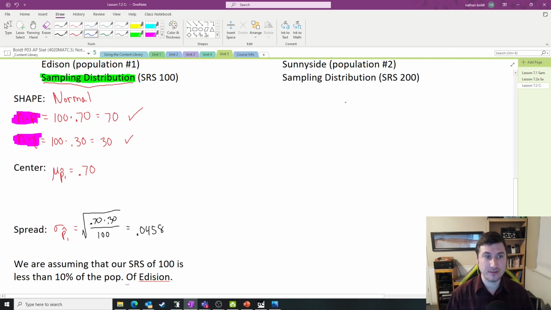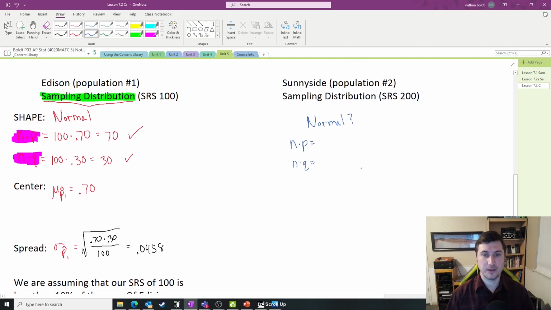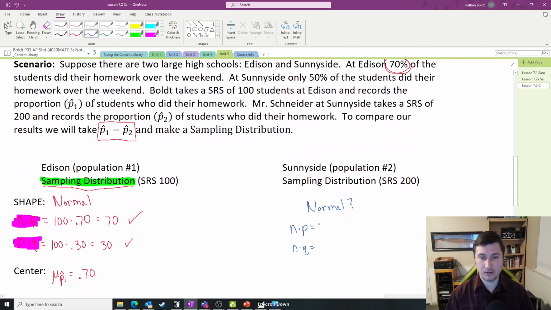All right, so first, shape. Is our shape normal? We've got to test n times p and n times q. So n times p, they had 200. Schneider's not lazy like I am. Times p, his proportion is 50%. Did their homework. Also easy for us, right? And then 200 times how many did not do their homework? Well, it's got to be 50%. Both of those are definitely bigger than 10. So yes, we are normal.